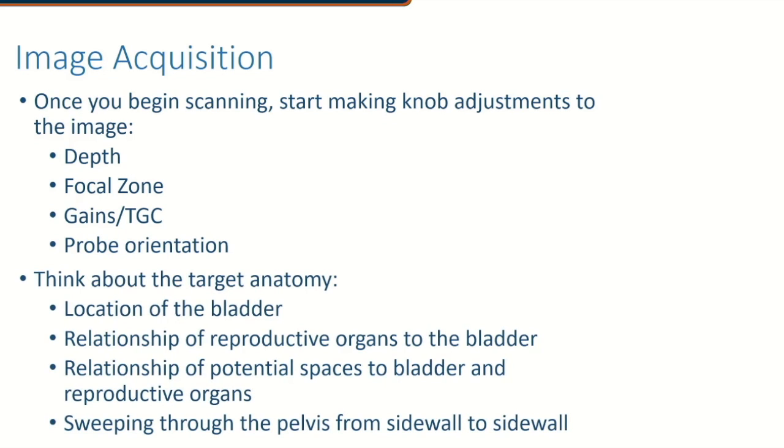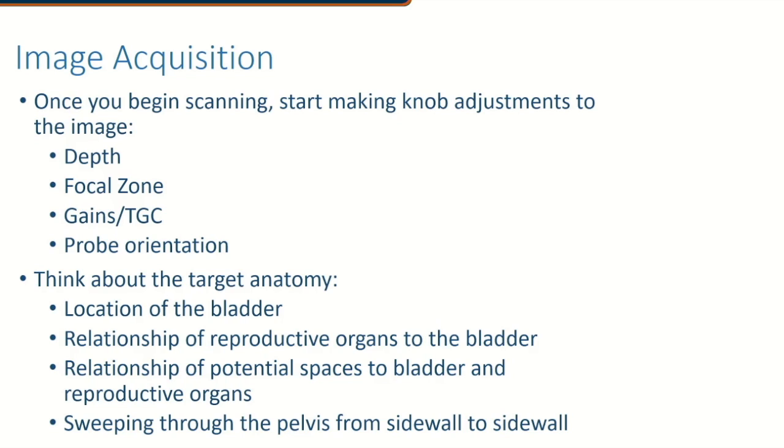And you'll want to think about the location of the bladder. Like I said, the bladder and the reproductive organs are in the true pelvis. The bladder lies anterior to the reproductive organs. And the relationship of those potential spaces is important too. Remember where they are relative to the bladder and the reproductive organs.